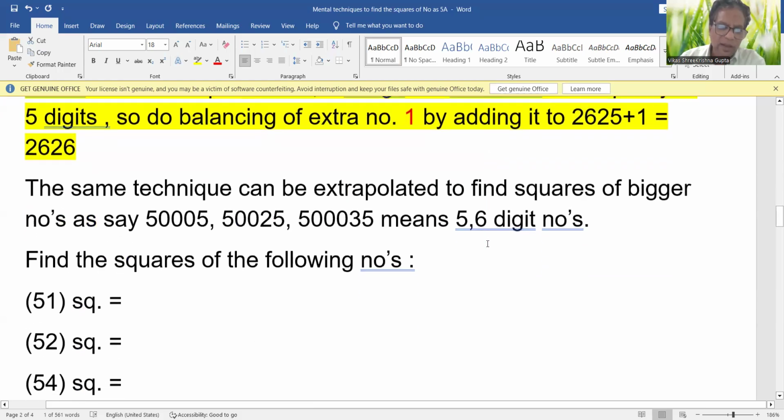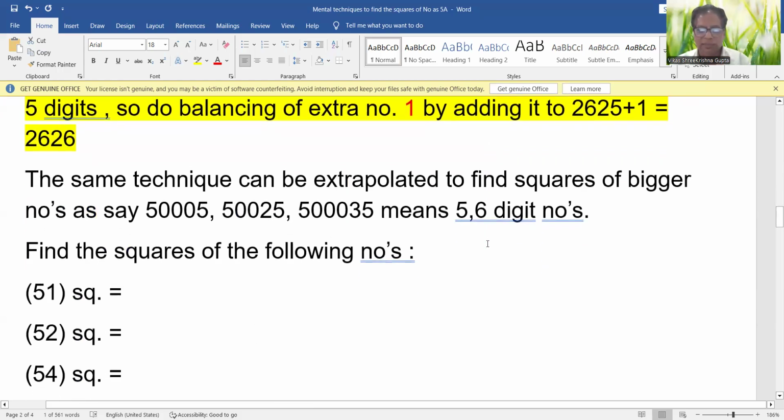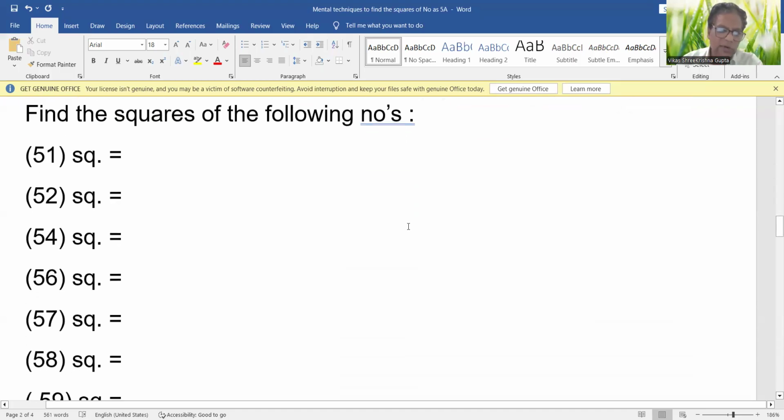So in this way, I have shown you how to find the square of all the numbers: 2-digit number, 3-digit number, 4-digit number, 5-digit number. And the same technique can be extrapolated for bigger numbers, say 5005, 50025, 500035. Means the beginning number is 5 only, and it can be a 5-digit number, 6-digit number, 7-digit number. The technique will remain the same. So you have to find the square of all the numbers.